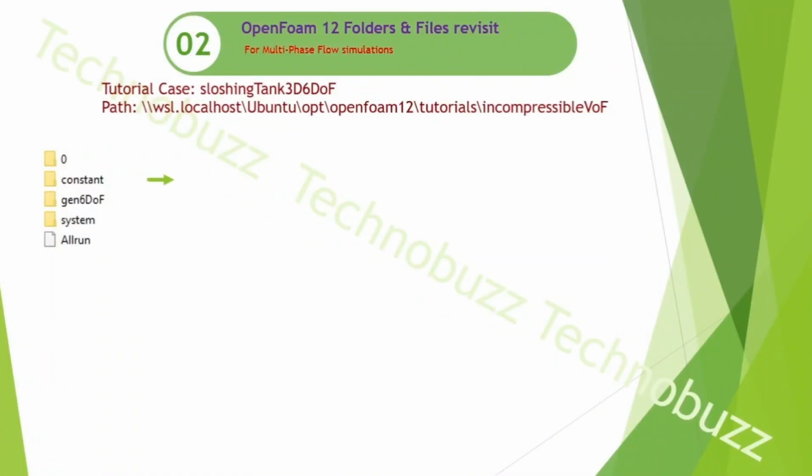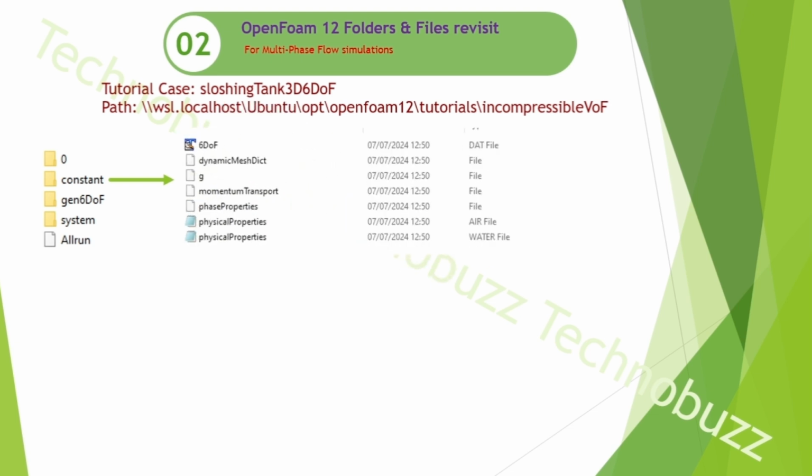Now let us explore the folder constant. In this folder, we find the files containing the input specifications of gravity, momentum transport with input for laminar or various turbulent models and fluid properties. For multiphase flows, the physical properties of multiple fluids are provided in this folder. Added to this, the details of dynamic meshing are also provided here. Now let us explore each file.